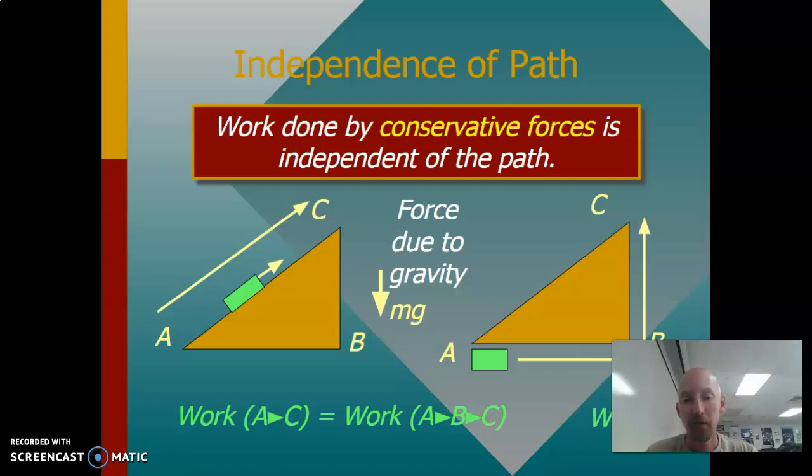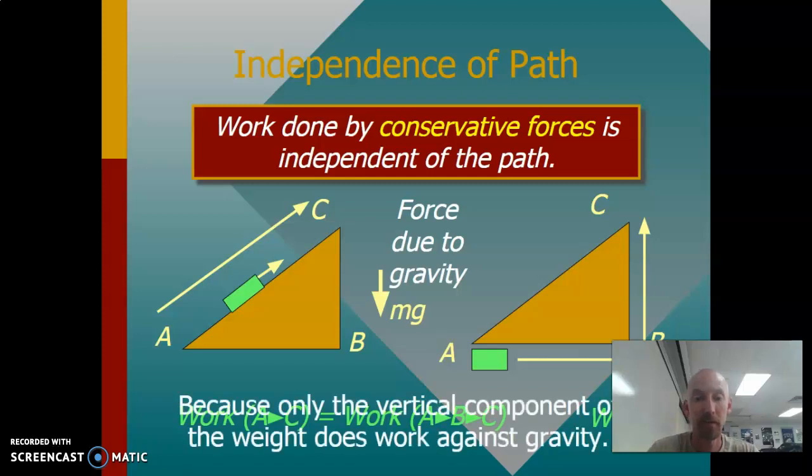Work by conservative forces is independent of the pathway, so it doesn't matter how you get there. It's kind of like here again: you begin and end every day in bed, so it doesn't really matter what you've done. You haven't done any work.